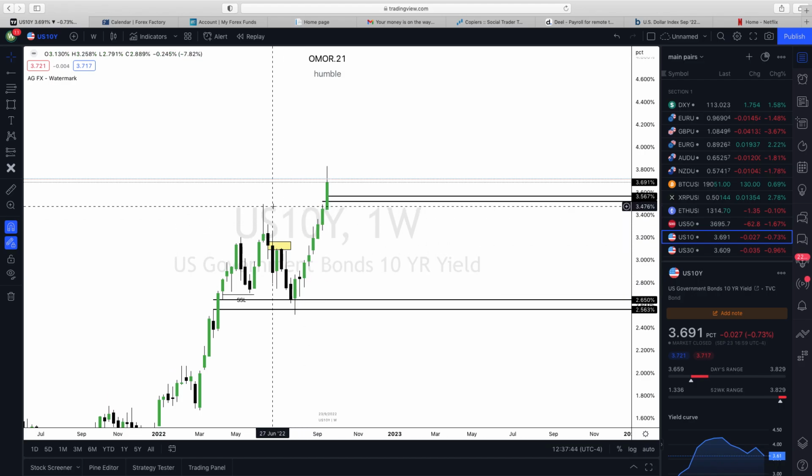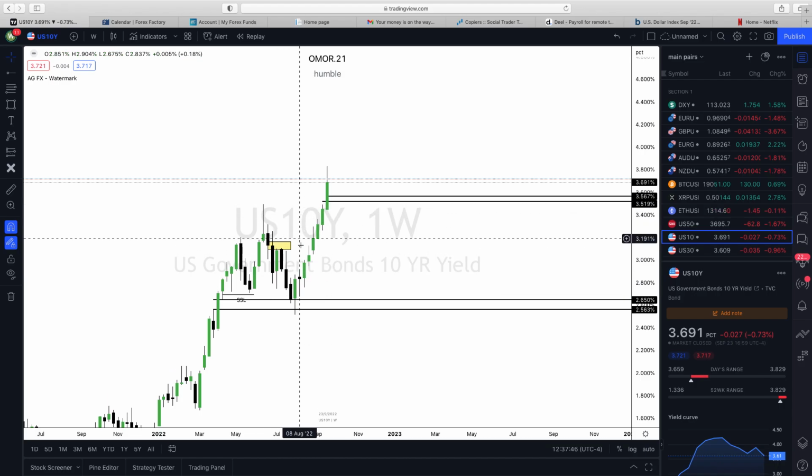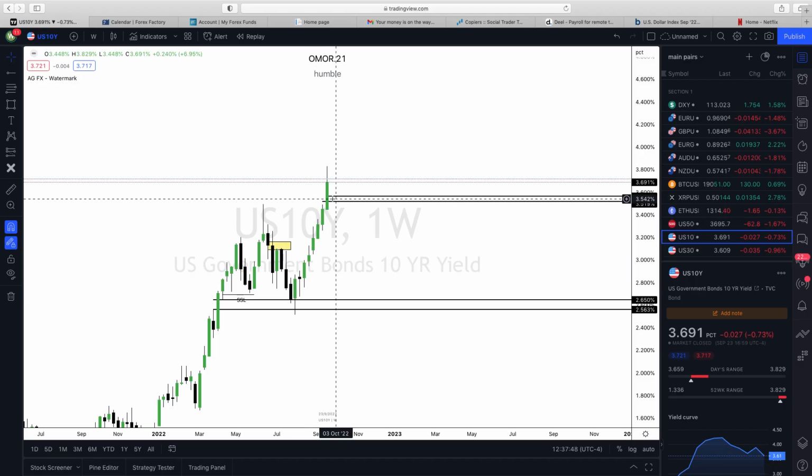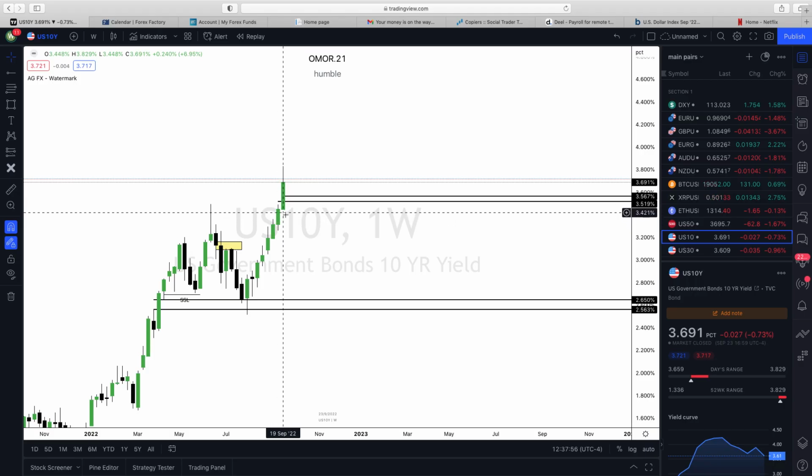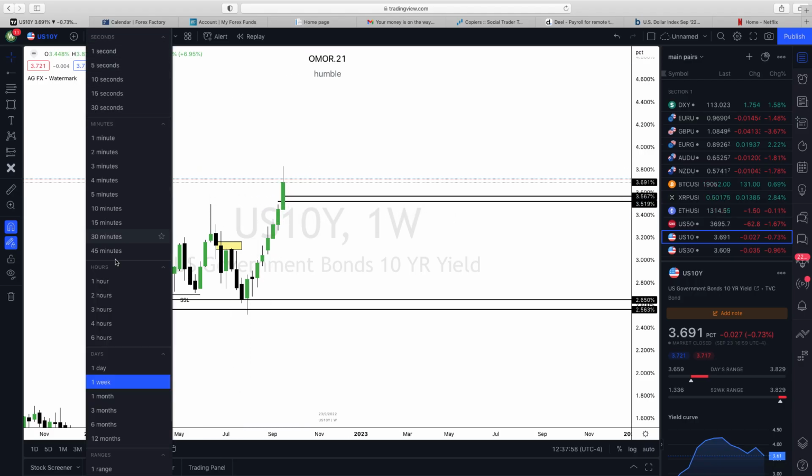When we break external range liquidity, we want to see a move back into the internal range, right? We want to see the move back into here. Now, where is the move that we want to see first? We want to see, from this candle's high to the open of this candle, at least a move back there. Now, even for the bonds, right?